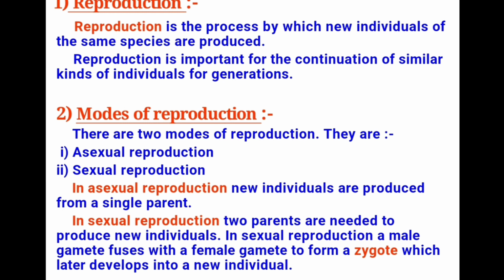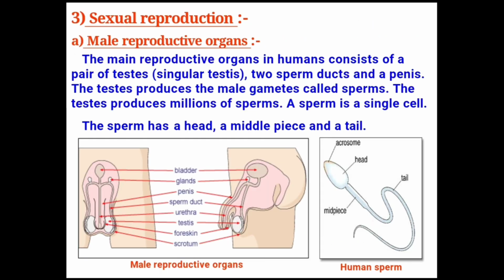In sexual reproduction, two parents are needed to produce a new individual. It means in the process of sexual reproduction, two parents are involved. In sexual reproduction, a male gamete fuses with a female gamete to form a zygote, which later develops into a new individual. So in this way sexual reproduction takes place. That is also very important.